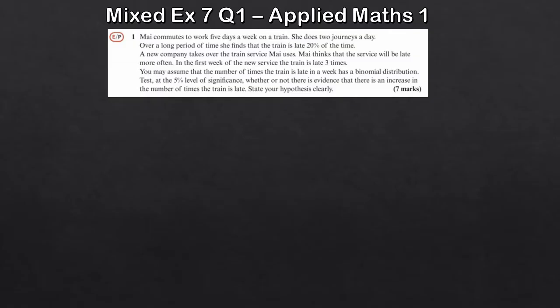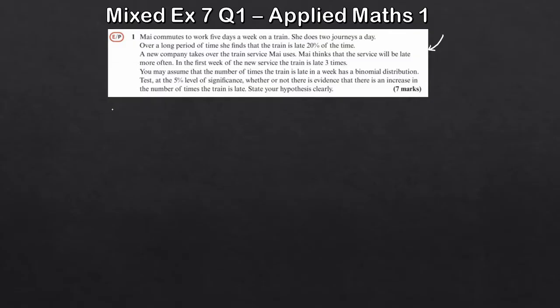So here's the key fact on the end of this line. She thinks that the service will be late more often. So that's the key thing, more often. If you're looking at something either being more often, or more common, or less common, and in this case we've got more common, then this is a one-tailed test. We're being quite specific in our test.